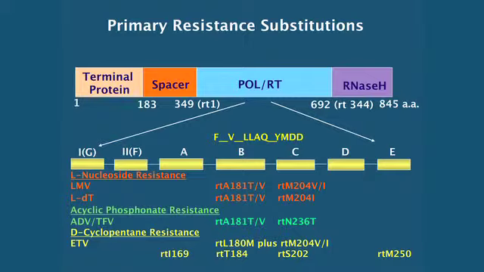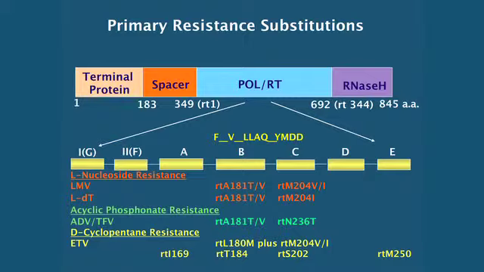you in blue. The L-nucleoside resistance is associated with the RT-M204V or I substitution. This is the old YMDD resistant variant described in the literature. The minor pathway that we see for the L-nucleosides in terms of resistance is the RT-A181T or V. Now the acyclic phosphonates, adefovir and tenofovir, resistance is associated with the RT-N236T with or without the RT-A181T and V. For D-cyclopentane and entecavir, at least 3 substitutions are required.